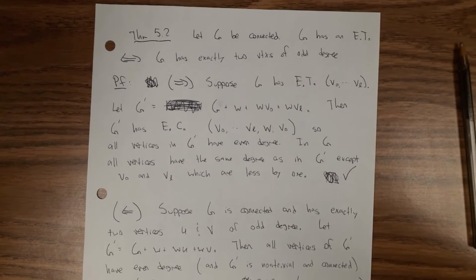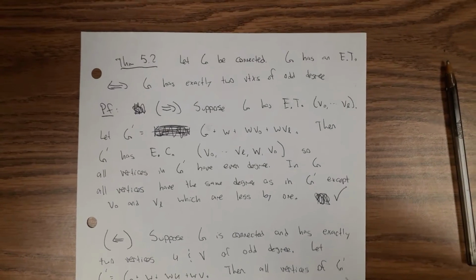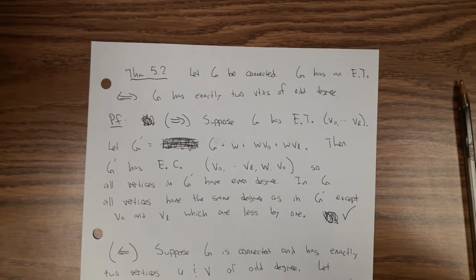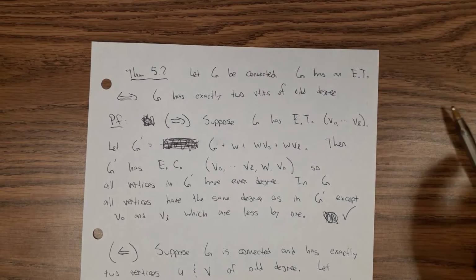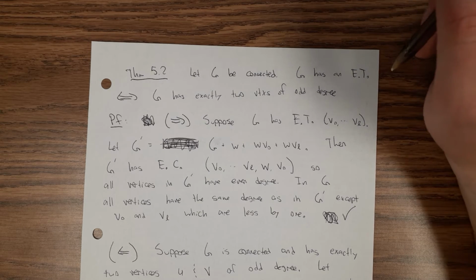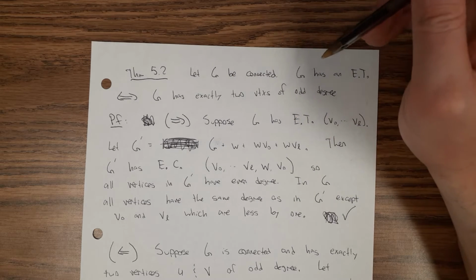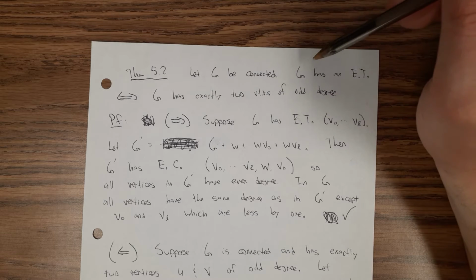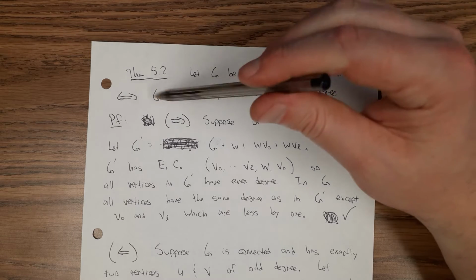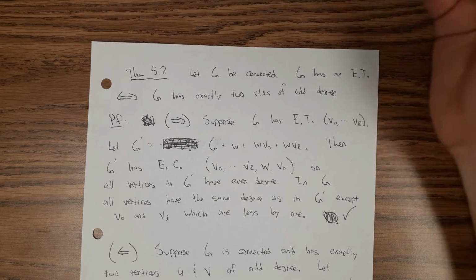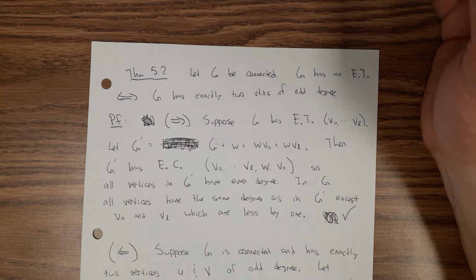Now we have a theorem about Eulerian trails. Keep in mind that an Eulerian trail uses every edge exactly once, and it is not closed, meaning that the start and end vertex are different. So here's the big theorem about Eulerian trails. First, let's assume that G is connected. Then G has an Eulerian trail if and only if there are exactly two vertices of odd degree, meaning that all the rest of the vertices would have even degree.